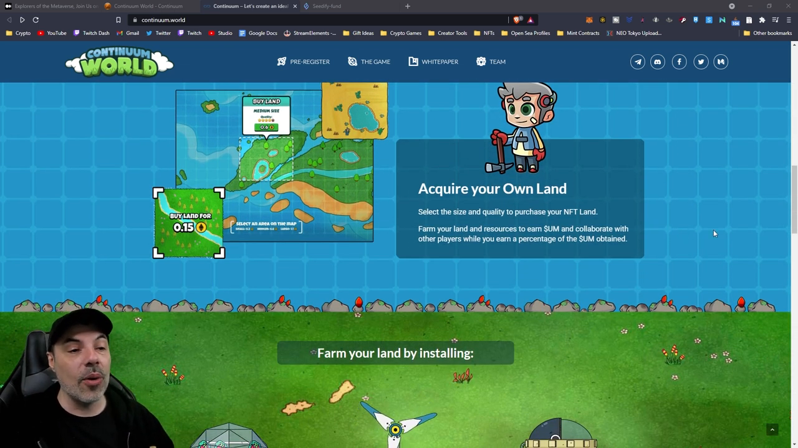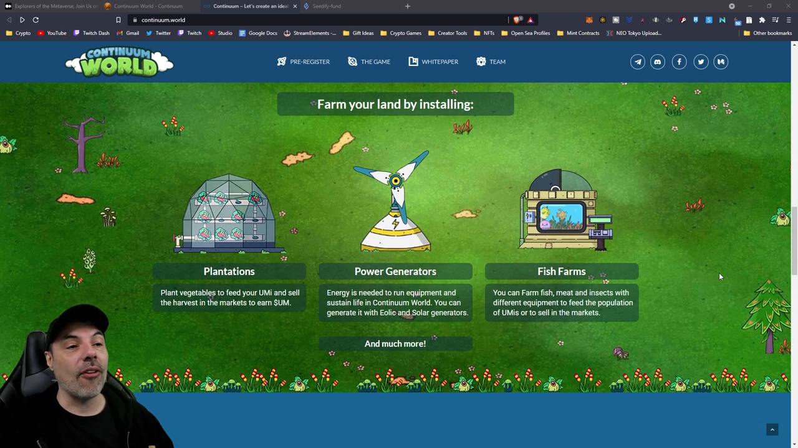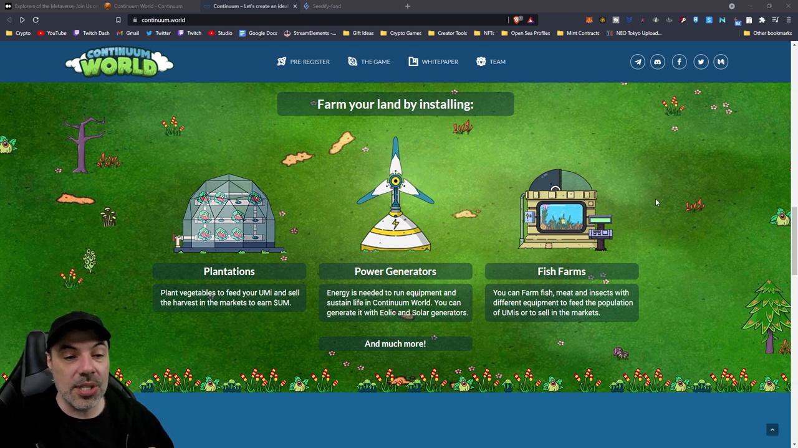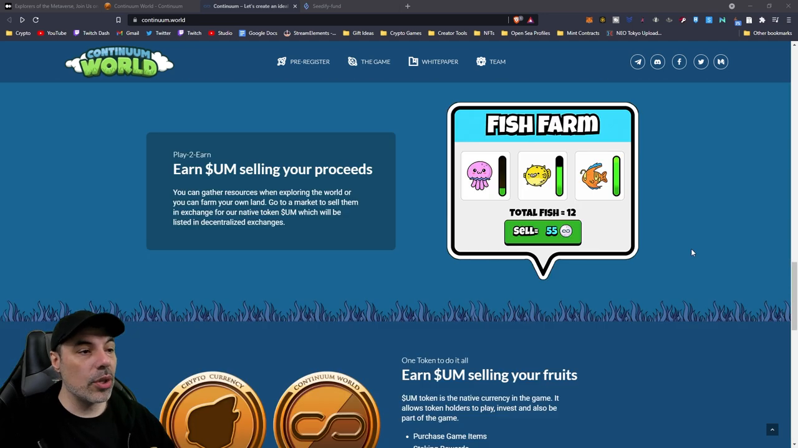And you'll end up eventually being able to build with your own plots of land. You can acquire your own land, select the size and quantity of your purchase of NFT land, farm your land and resources to earn and collaborate with other players while you earn a percentage of the obtained. You can farm your land by installing plantations, power generators, and fish farms, which all have different functions. When you gather resources from farming your land, you can go to the market and sell them in exchange for the native token, which will also be listed in decentralized exchanges.